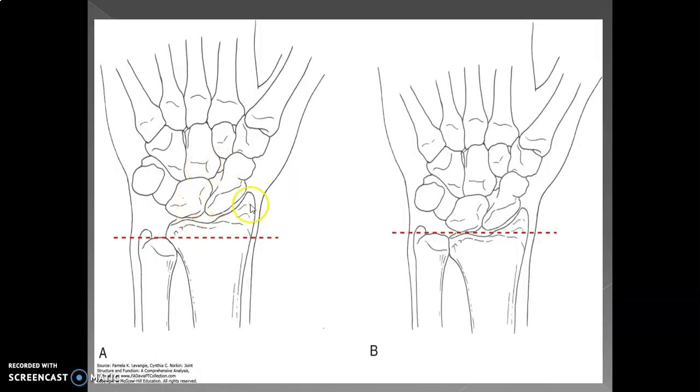See, in this picture, you can see this is the radius, this is the ulna. If you draw a line from this part of the ulna, you see the radius is comparatively higher than the ulna. So we will call this negative ulnar variance, because the ulna is shorter. Here it is almost equal, or the ulna is slightly projecting above the radial articulating surface. The ulna is equal or higher here, so we will call it positive ulnar variance. Negative ulnar variance is when the total length of the ulna is comparatively less than the radius. This is positive ulnar variance.